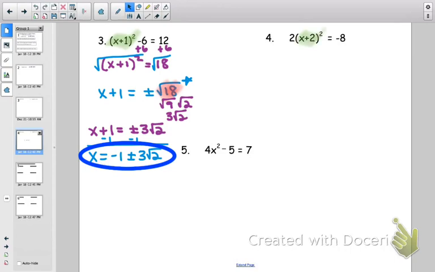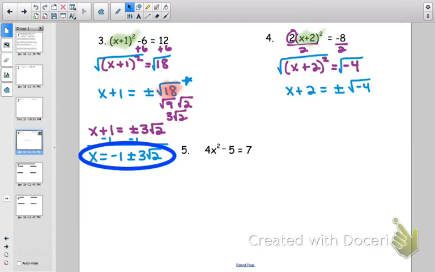All right, look at number 4. Again, we need to isolate what's being squared. That 2 is being multiplied, so to undo it, we need to divide by 2, giving us x plus 2 squared is equal to negative 4. When we take the square root of both sides, it's kind of like number 3, where we are given something that we do already know how to take the square root of.